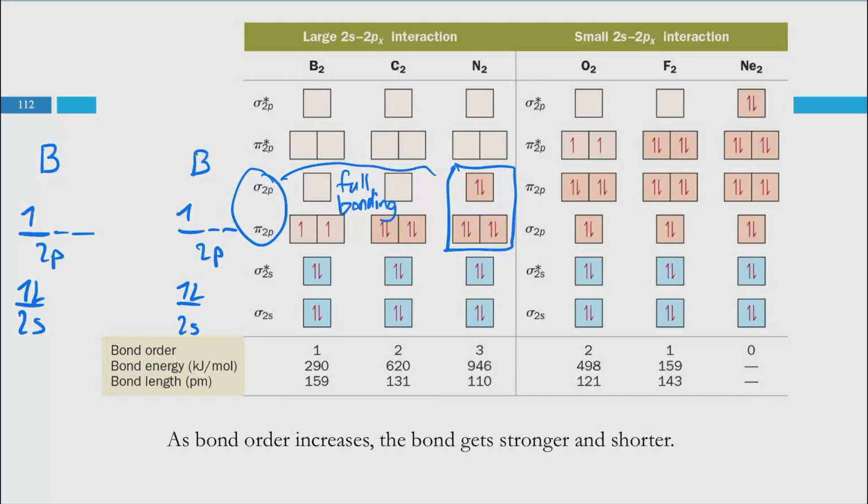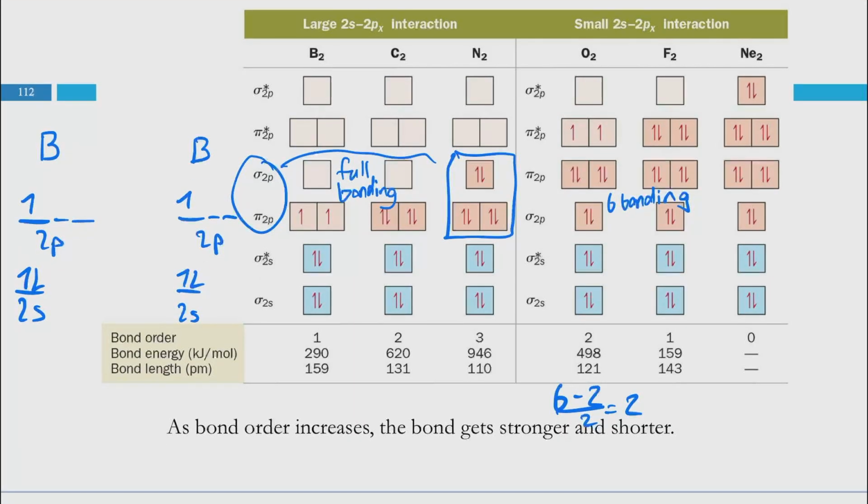So we've got 6 bonding for all 3 of these. And for oxygen, we also have 2 in the antibonding, which gives us a bond order of 2. When we add 2 more electrons in, like for fluorine, we get a bond order of 1. And neon, just like our other noble gas helium that we looked at earlier, has a bond order of 0. So it's expected to not bond.